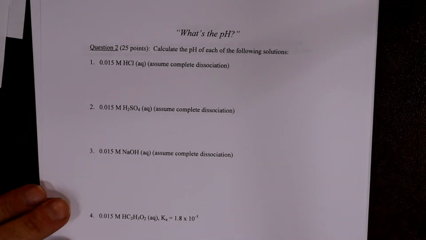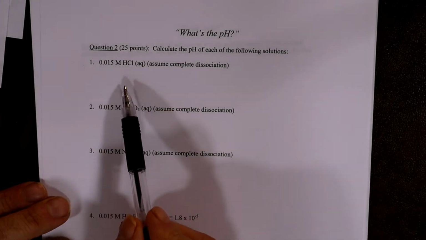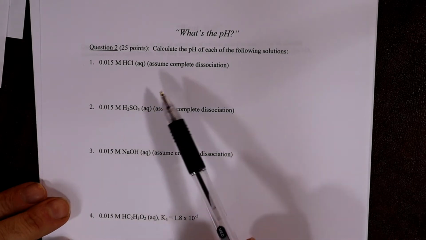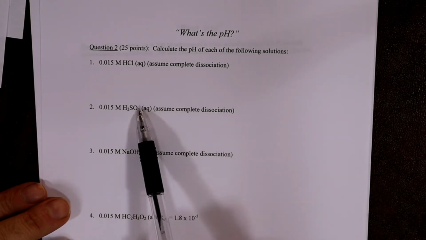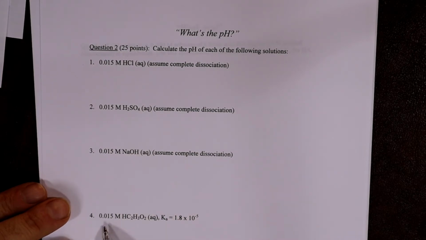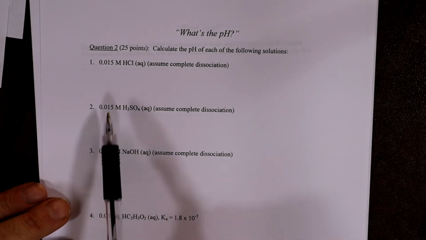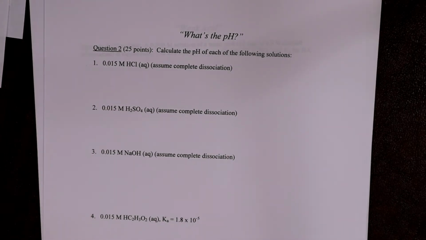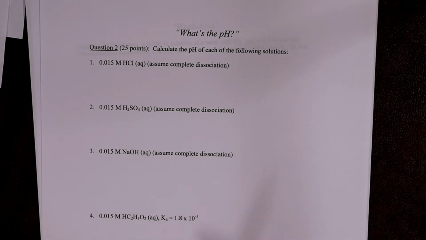What's the pH? It's my classic favorite question: the same concentration each time, but 3 different acids. I've got a monoprotic strong acid, a diprotic strong acid, and then a weak acid, and you do the whole grid thing. So you get 3 different pHs for 3 different solutions, all of the same concentration. I like that question a lot. So work on that. Send it to me. I'll write a deadline for that in the discussion. Probably give you a week, all right?